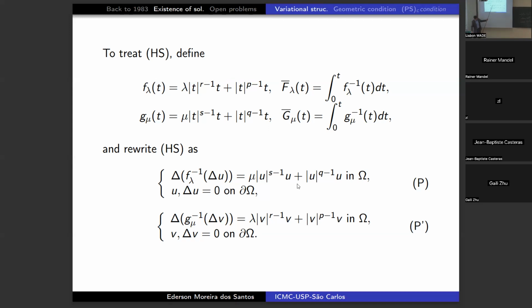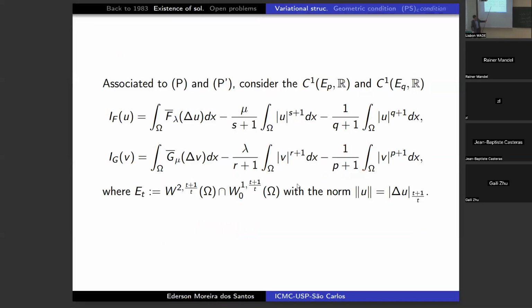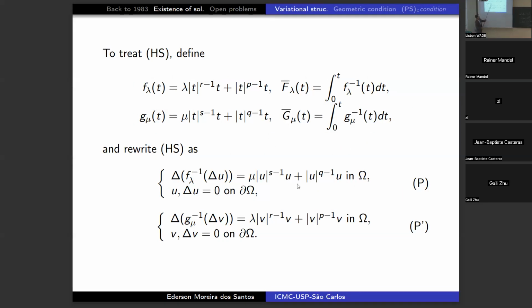We search for solutions of this fourth-order equation here. And in the variational treatment, weak solutions correspond to the critical points of this function here, where F lambda bar is the primitive of the inverse of F lambda.